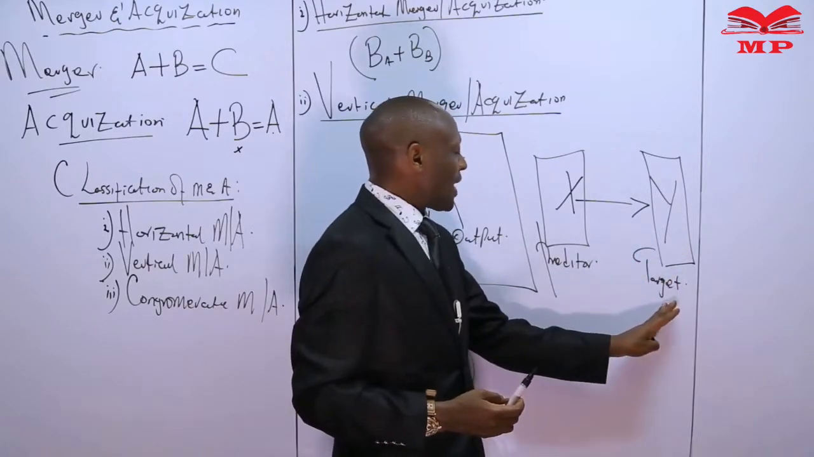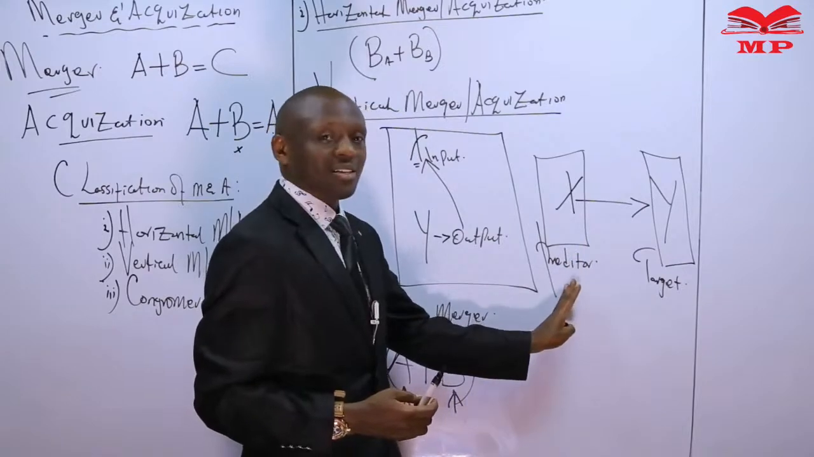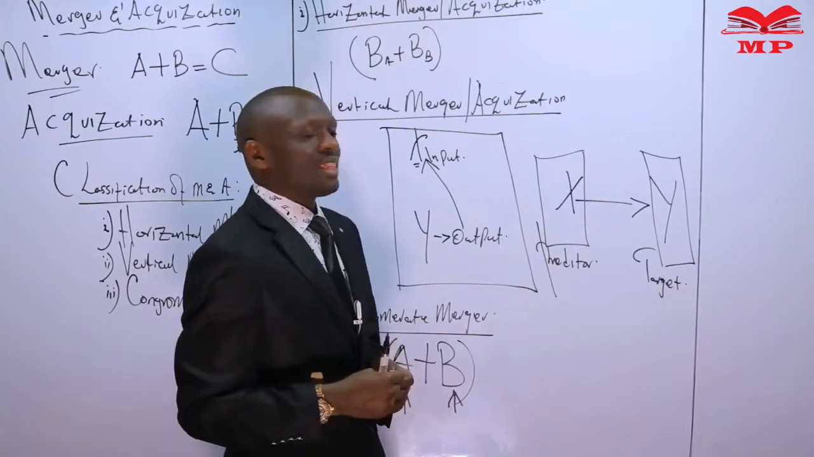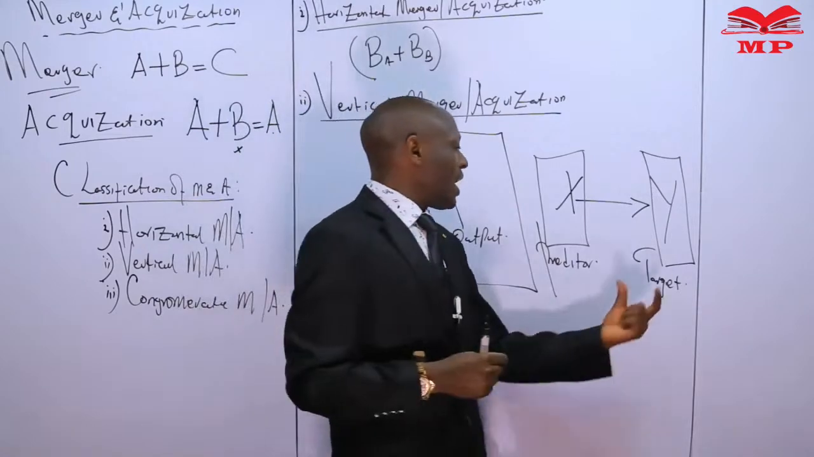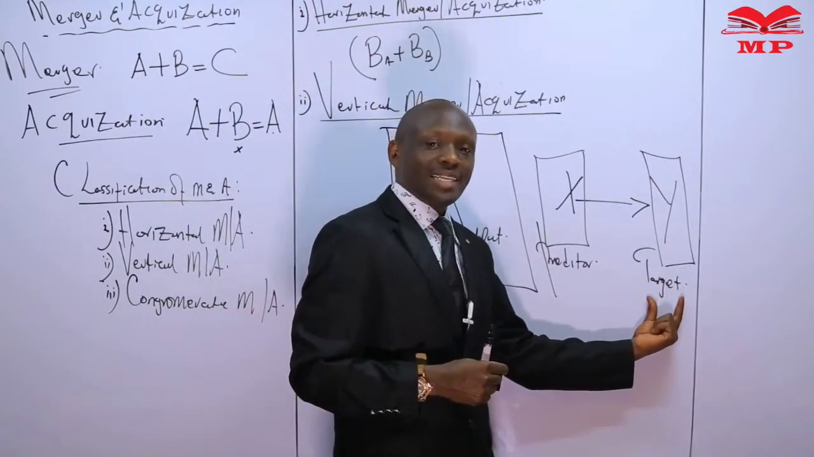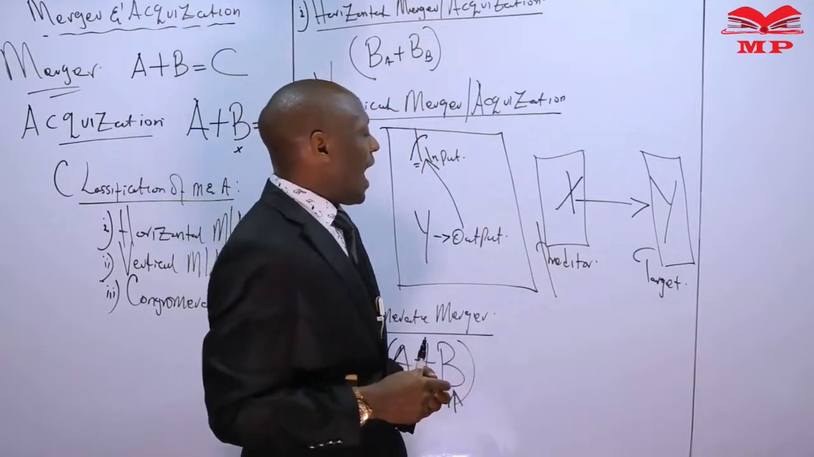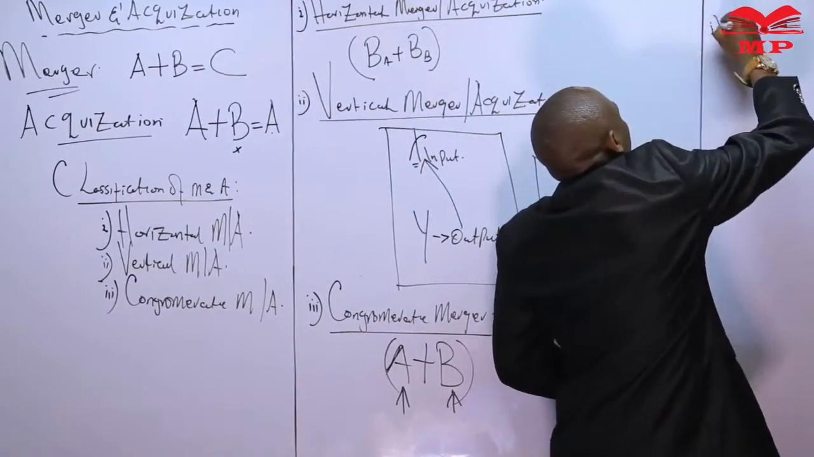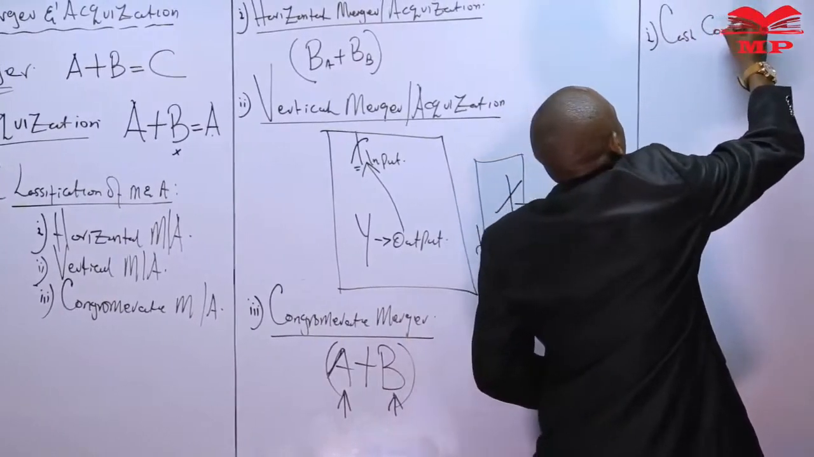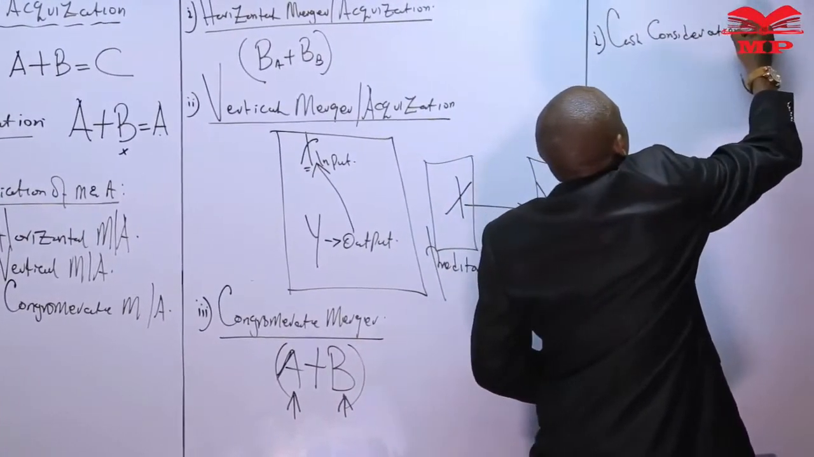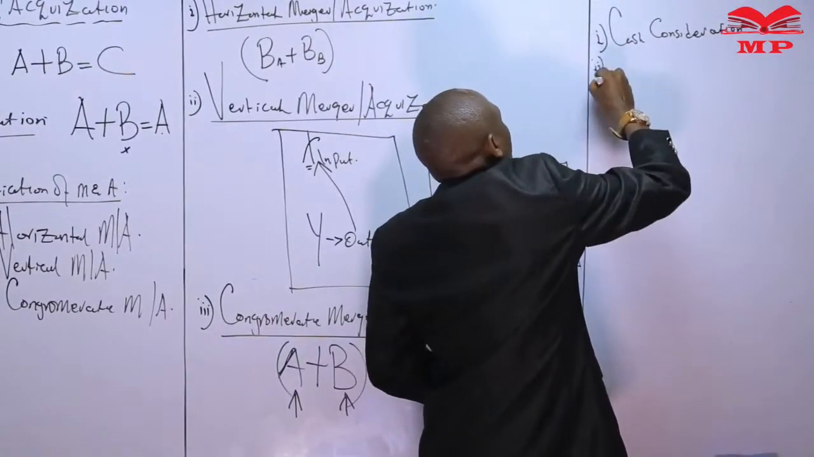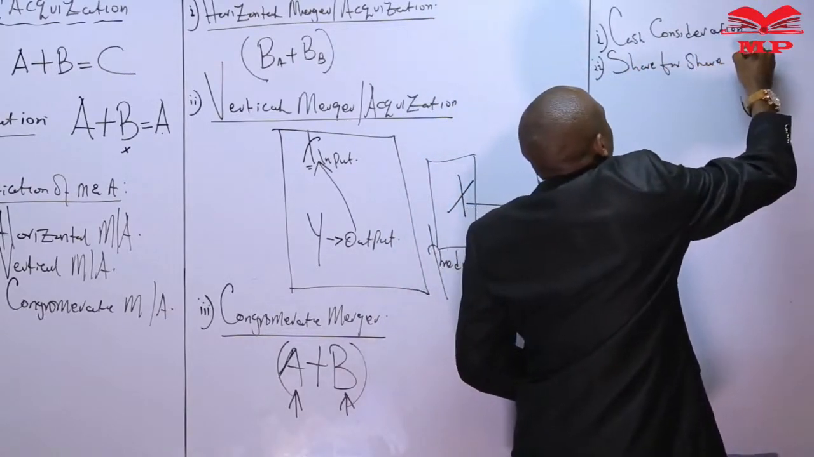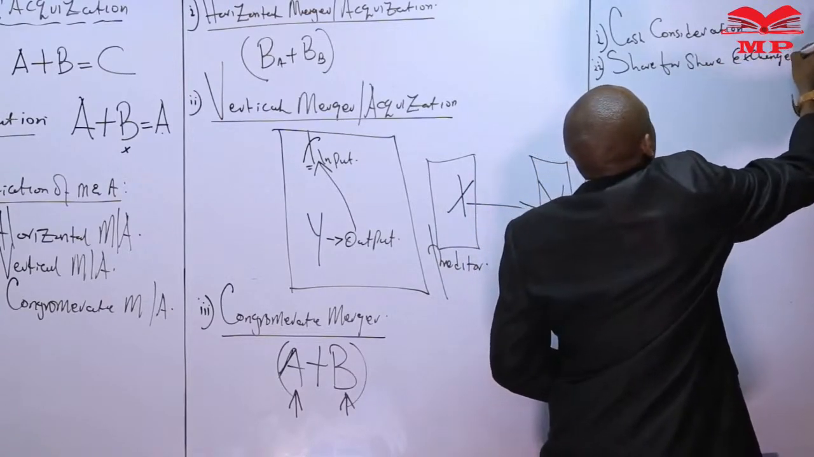in firm Y so that they can become either shareholders in firm X or they are paid and leave their ownership. Now, what are the forms of consideration? How are the shareholders in the target firm compensated to forgo their ownership? There are various forms of consideration, and the most common ones are, number one, cash consideration. Number two, share for share exchange.